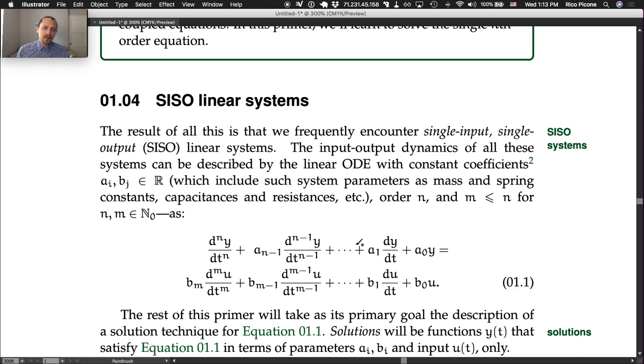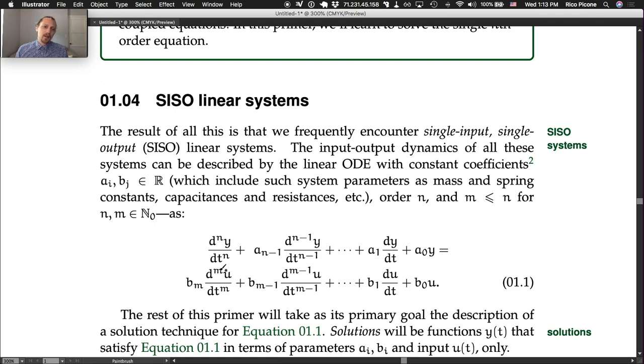And these A and B's that show up in this equation include system parameters such as the mass, spring constants, capacitances, resistances, all of these sorts of physical parameters, or parameters we're using, lumped parameters. We'll talk more about that in mechatronics. Those will show up in these coefficients, in the A's and the B's. Okay. System order is n, so an nth order differential equation, and m less than n.